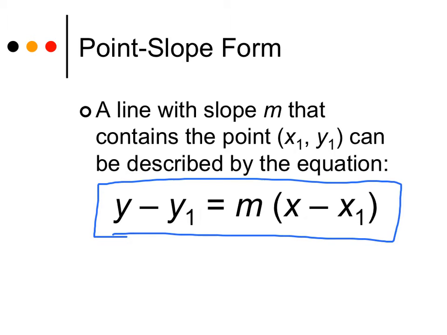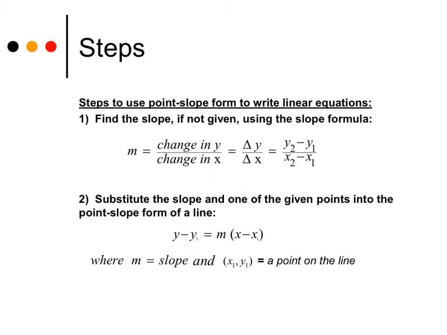What the y1 and the x1 are is a point on the line. So if you have a point and you have a slope, you can use this particular formula. Let me show you a little bit more on how to use it. All right, so the steps that we use to use point-slope form to write linear equations. This unit is writing linear equations, and we're going to use the point-slope form to write an equation.